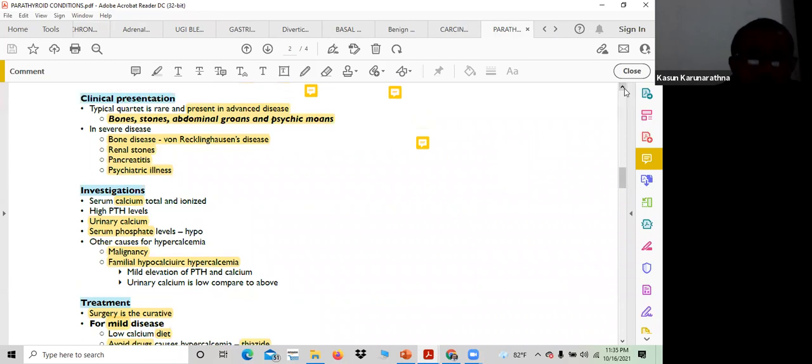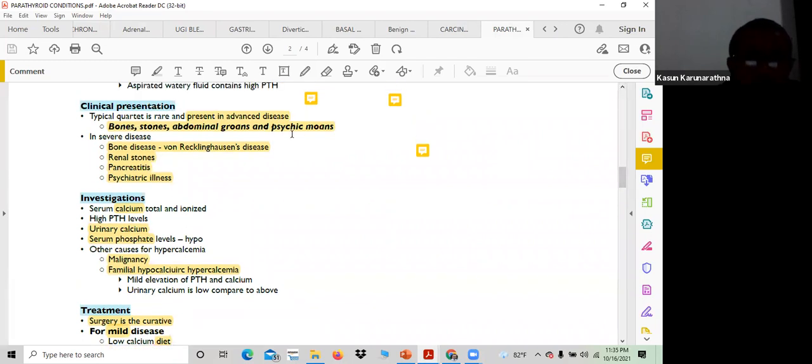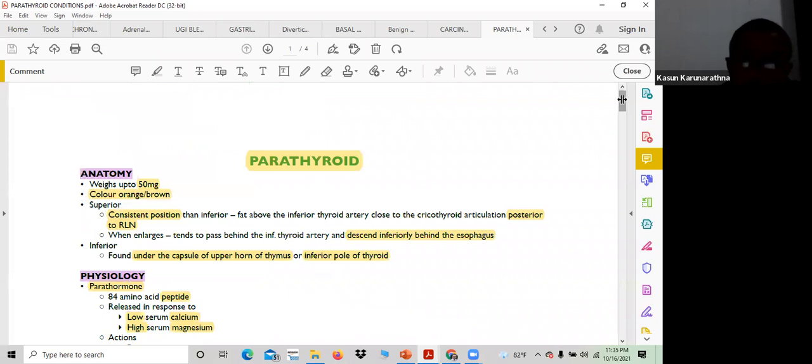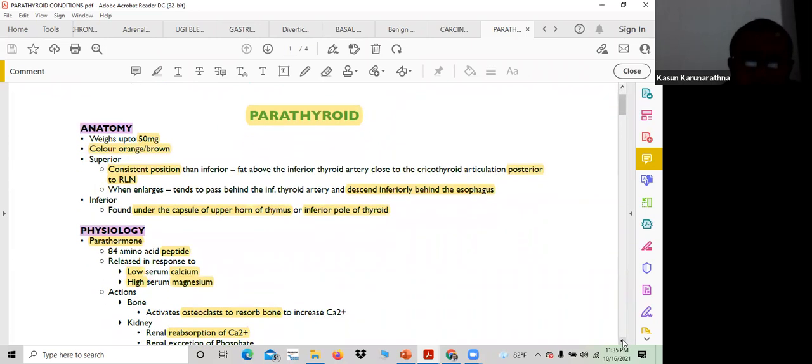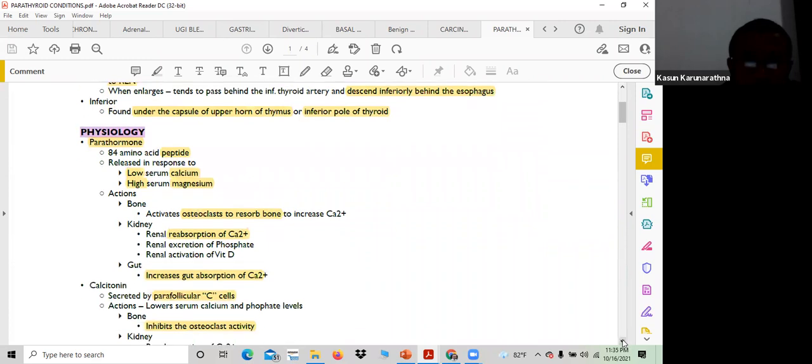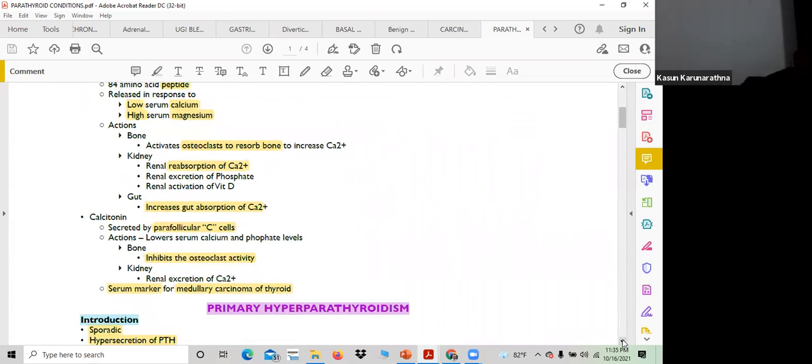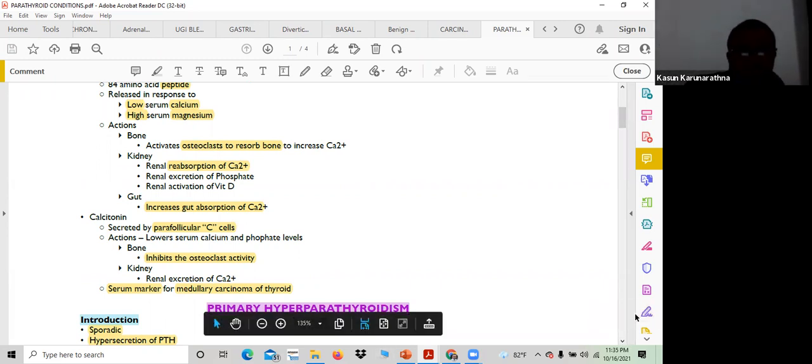This clinical presentation: bones, stones, abdominal groans, and psychic moans, right? In severe disease, you get renal stones, pancreatitis, and psychiatric illness. Okay. Hypercalcemia can be due to primary hyperparathyroidism, but the most common cause is metastatic bone tumors, right? Bone metastasis. Stones, bones and groans, yes. You get polyuria and polydipsia as well, right?